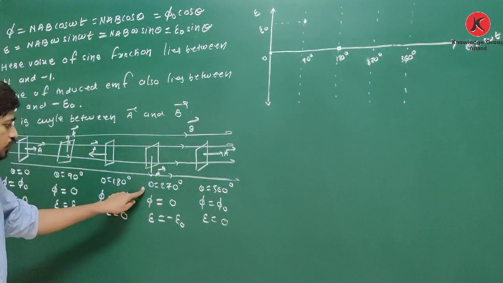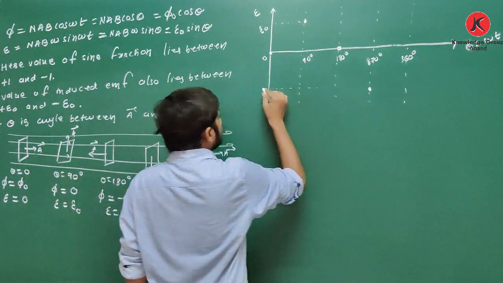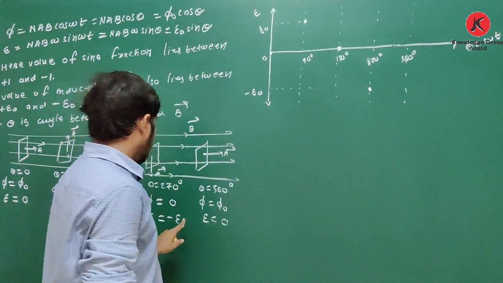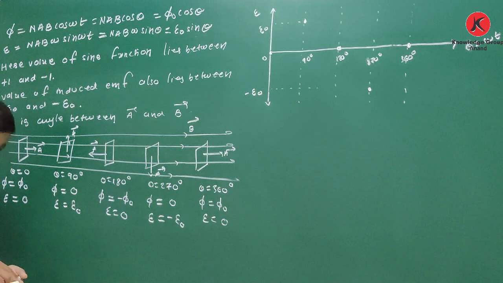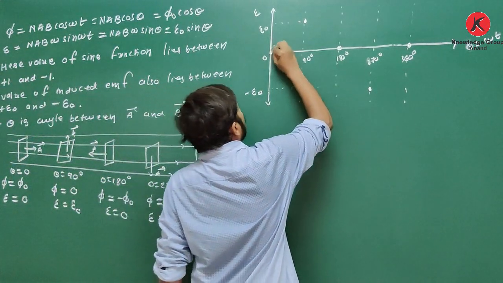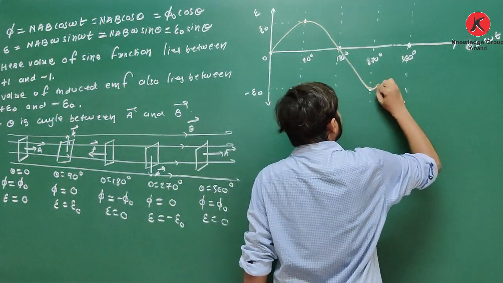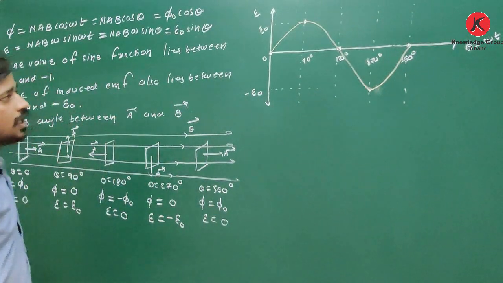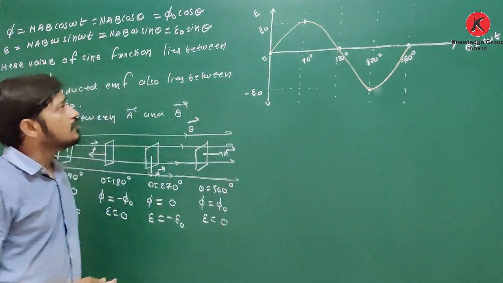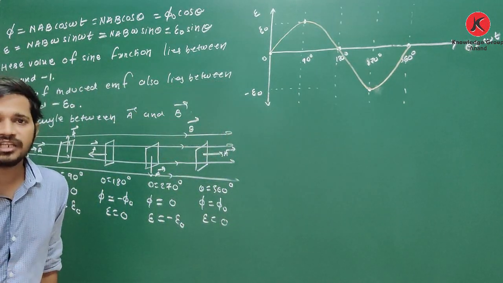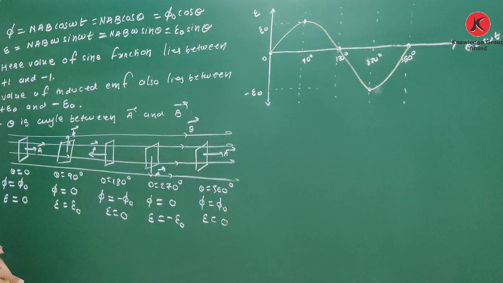When angle theta is equal to 270, EMF is equal to minus E0. And when angle is 360 degree, EMF is again 0. Now if you draw this graph, you will get a shape like this. Yes, it is the graph of induced EMF versus time.